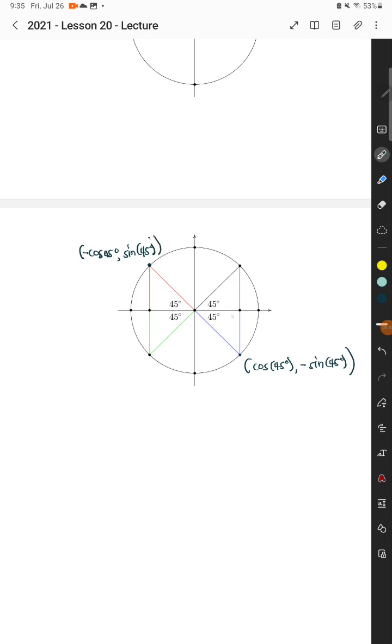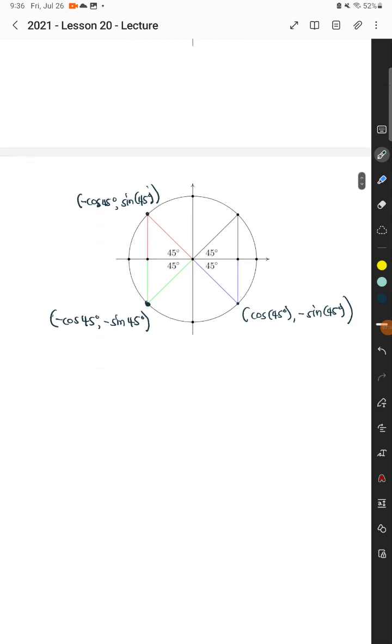And reflecting it about the origin, we get this point over here, which is minus cosine of 45 degrees and minus sine of 45 degrees. Good. Let us look at another example of this same diagram.